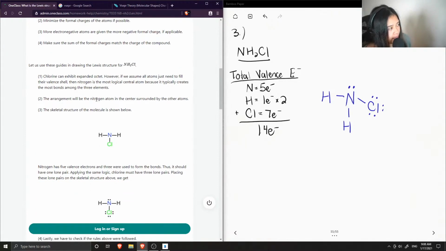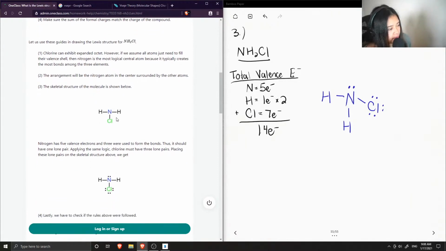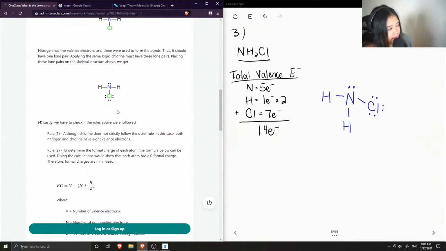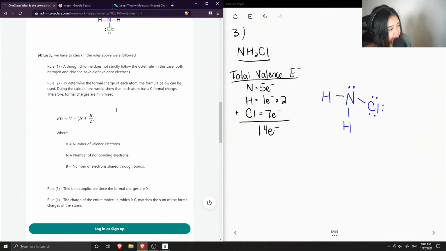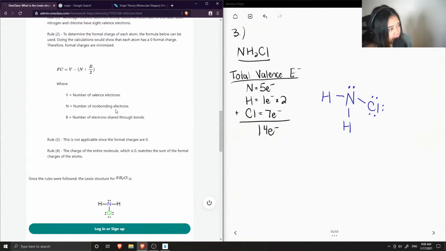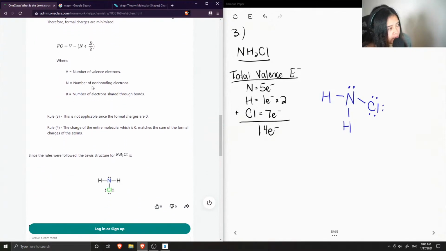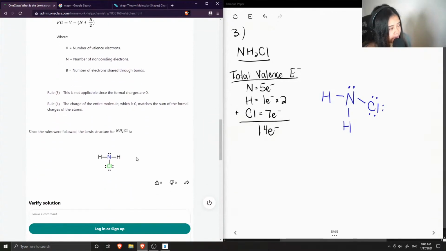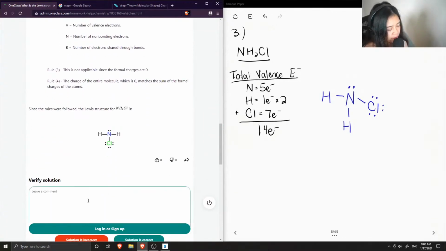And now they have their example, and they got the same Lewis structure I did as well. And they also have the equation for formal charge, which is helpful. But if we were to calculate it for all of our atoms, we should get a formal charge of 0 for all of them. So the solution is correct.